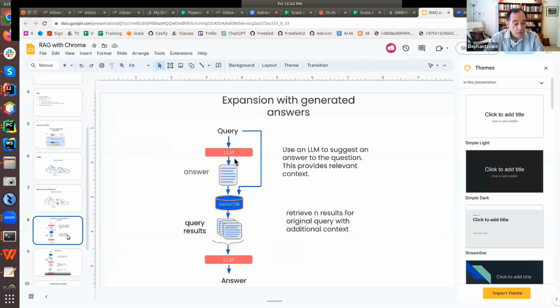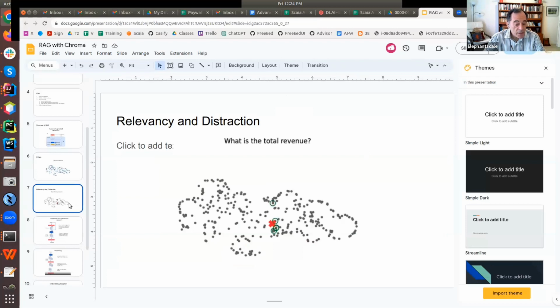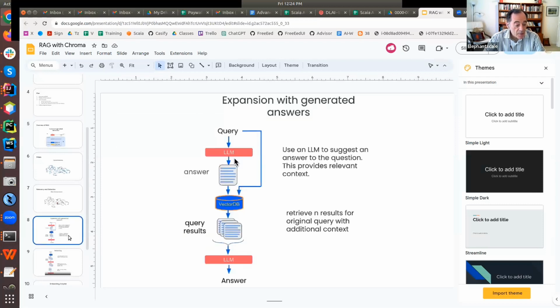So what people do is recognize that there is a problem. Let's say I'm asking what is the total revenue. I expect only related documents, but I get more. And these are the three ideas that will help. Not completely, but they will be the major ideas. So first of all, the first idea is called expansion with generated answers.